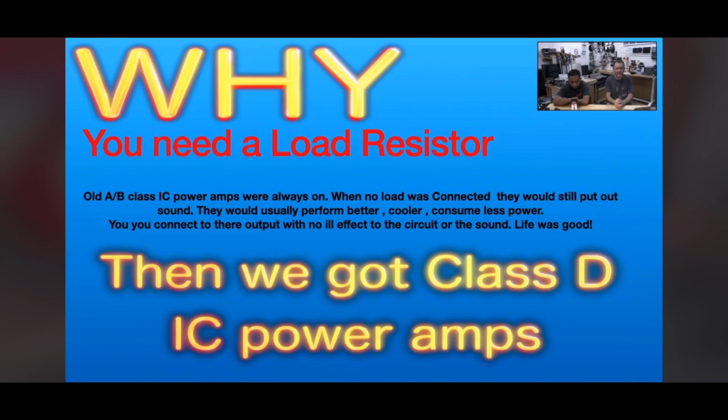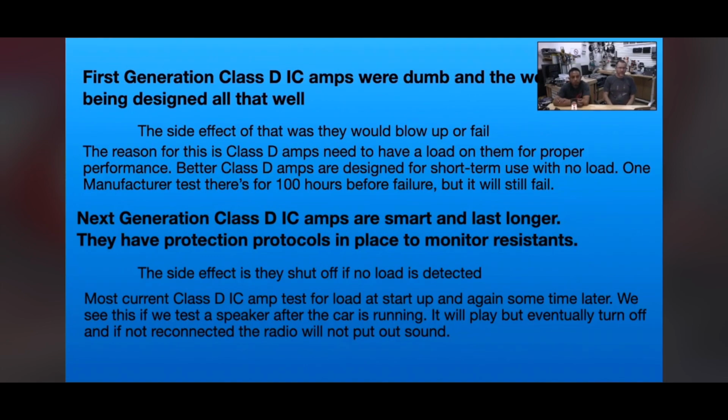Then we got Class D IC power amps. The first gen Class D IC amps were not designed all that well. The side effect of that was they would blow up or fail. The reason for this is a Class D amp needs to have a load on it for proper performance. Better Class D amps are designed for short-term use with no load. One manufacturer tests their amps for 100 hours before failure, but still it will fail.